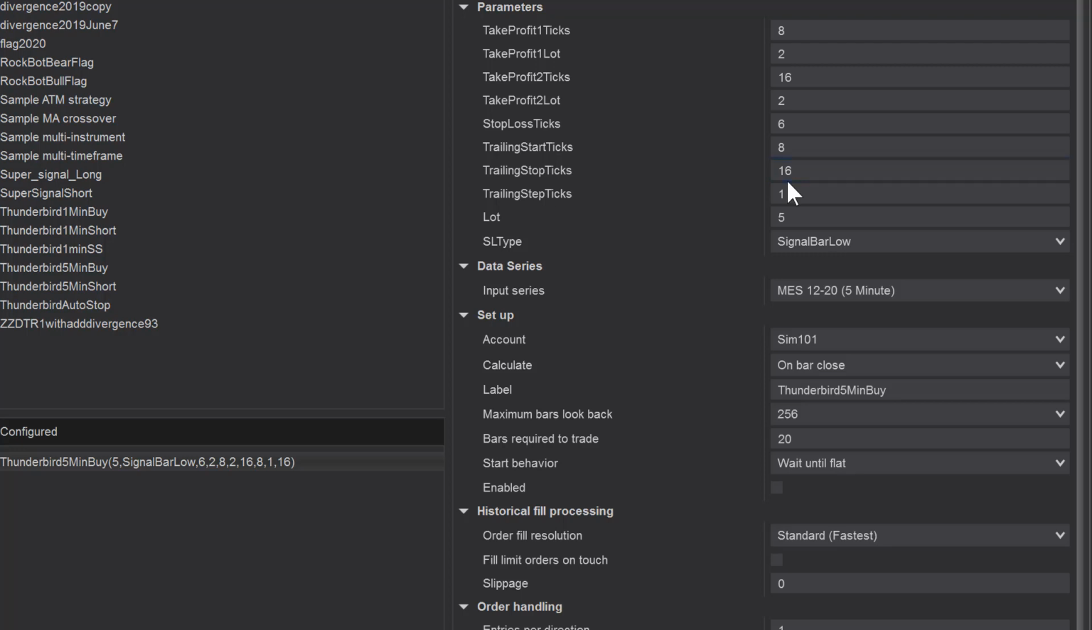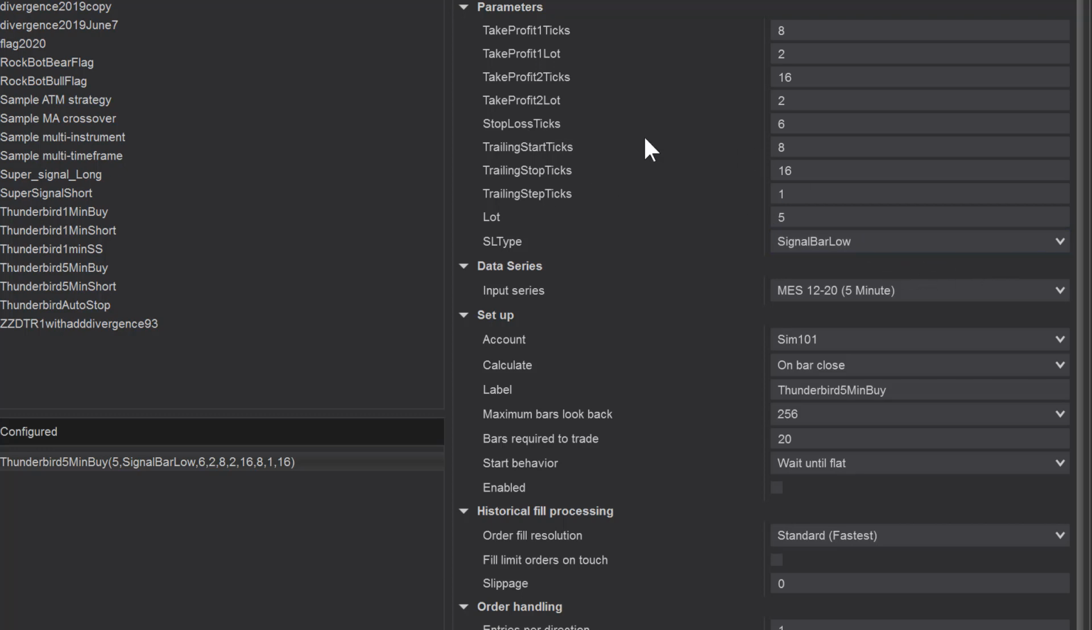Or you're going to follow it. If you're following it on the show, I'm just letting you know what the underlying script is telling it to do. So it's taking profits after 8 ticks, and it's taking 2 contracts off. Then it has another profit at 16 ticks, and if it gets up to 16 ticks from the original, it'll take another 2 off.